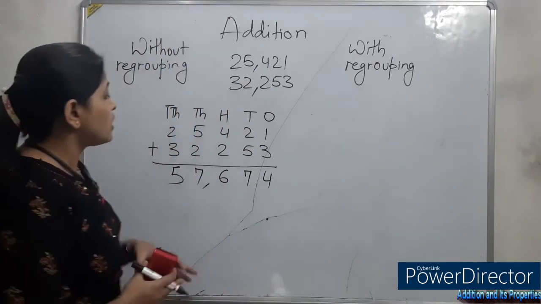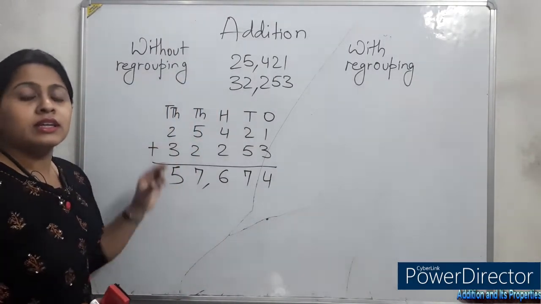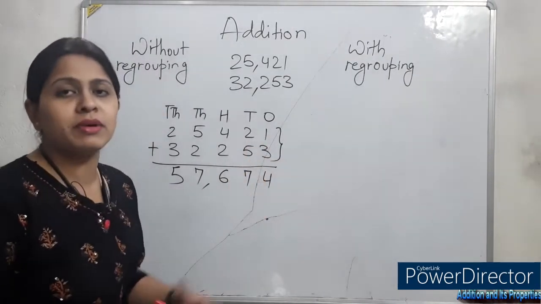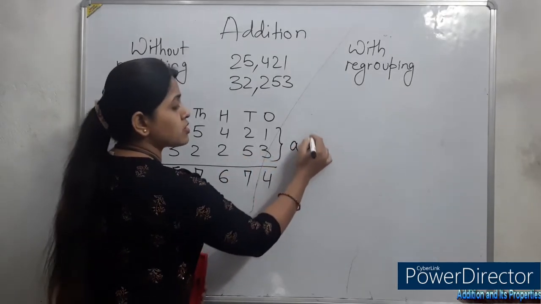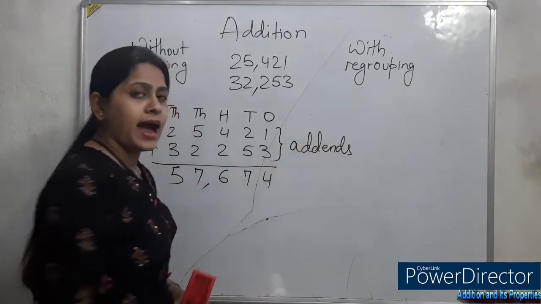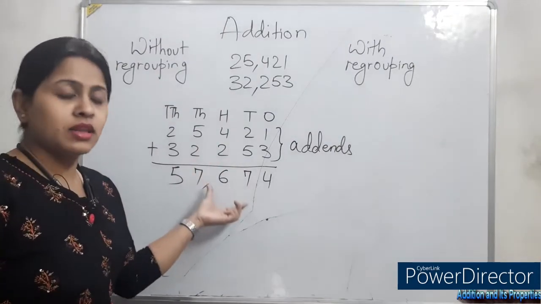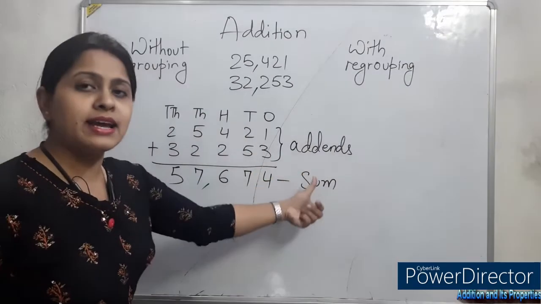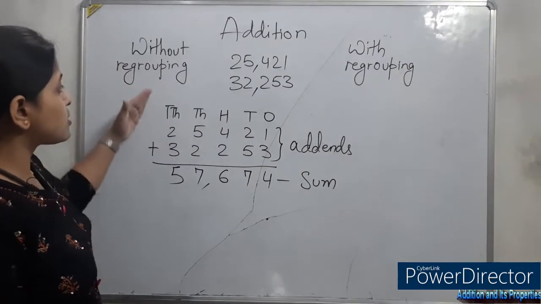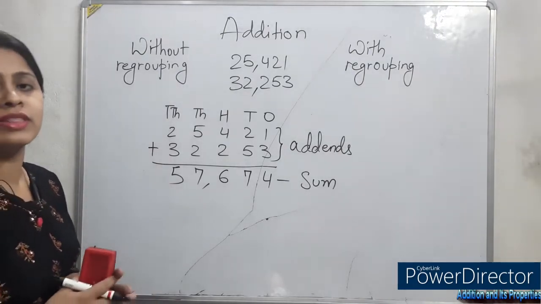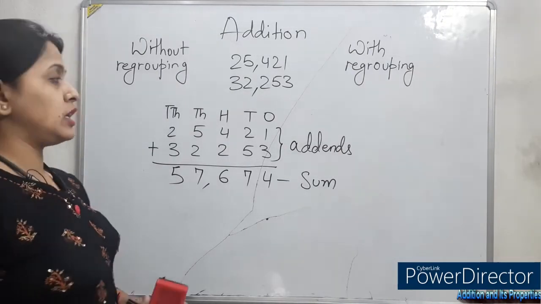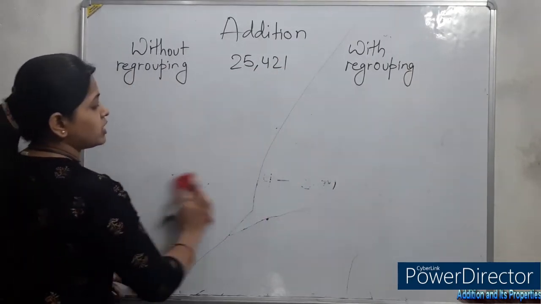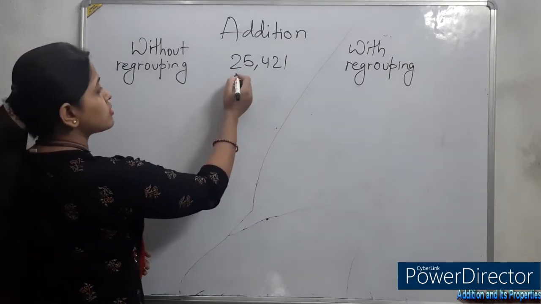So what are these terms called? The numbers which are going to be added, like these two numbers, are called addends, and the result is called the sum. When we add the addends, we get the sum. So this is the example of without regrouping. Now let's talk about with regrouping. For with regrouping, we have to take another example. The first number remains the same.